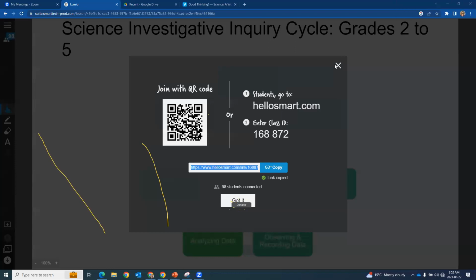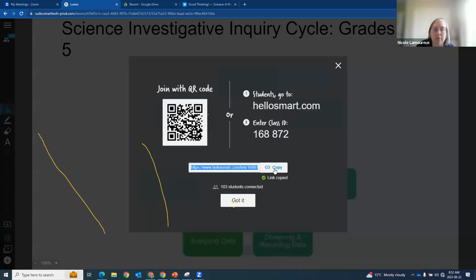My screen says join with QR code, students go to Hello Smart, and then there's copy, link copied, and then got it. Okay, and I can't type my name in anywhere. Just open up your chat. The link in the chat box. There's two of them there now, okay? Either one, they're the same. Okay. Yeah.